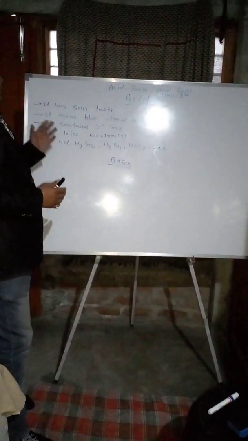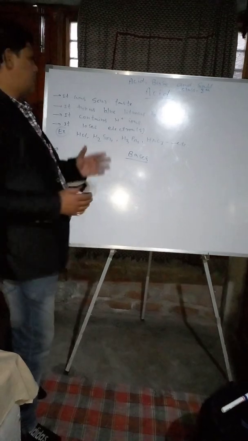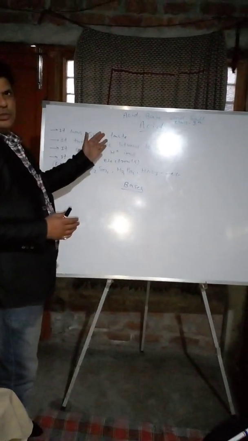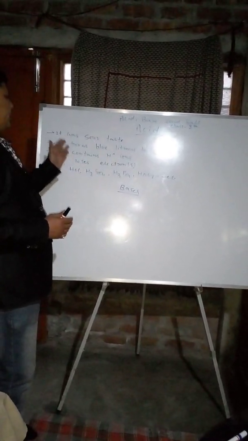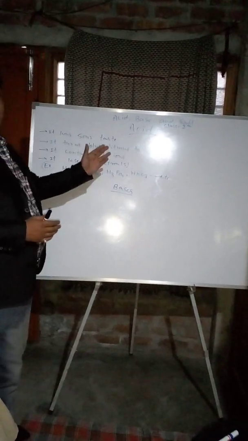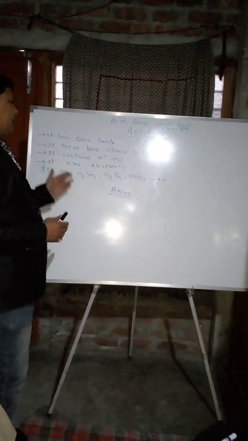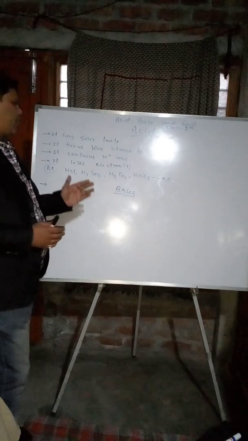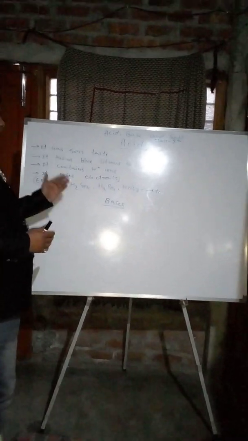It's acid. What is acid? Acid is a chemical substance which has sour taste and it turns blue litmus to red and it contains H plus ions and it loses electrons.